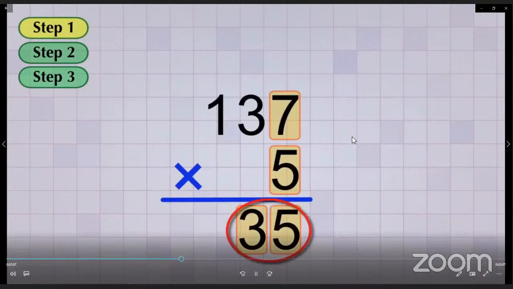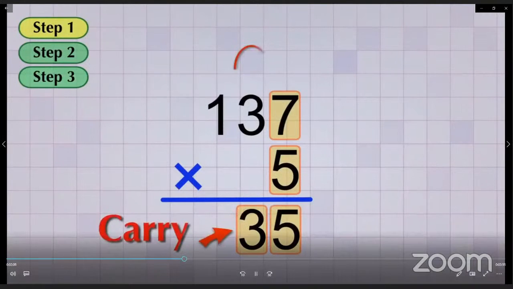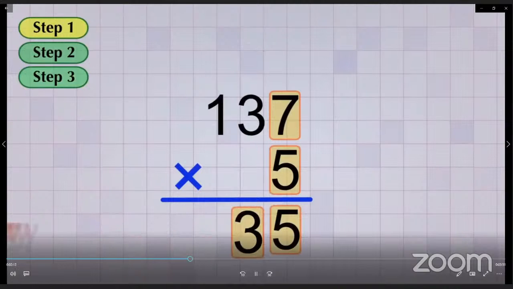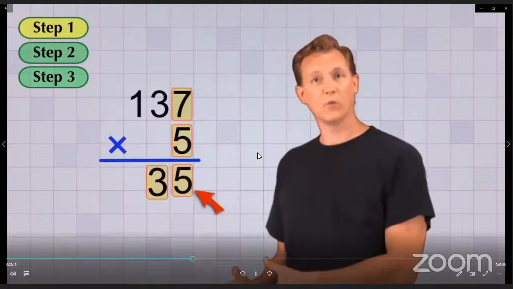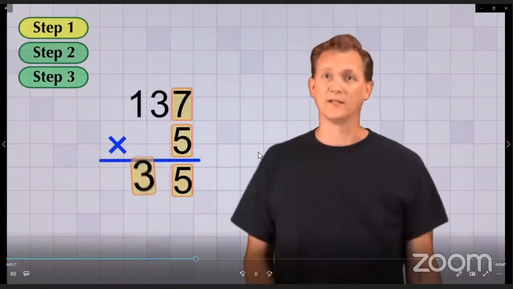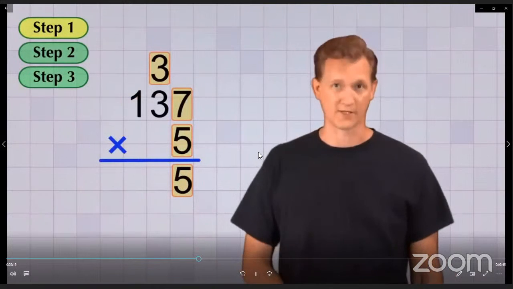When we get a 2-digit answer, we have to carry the first digit to the top of the next column, because it'll be in the way of the next answer digit if you don't. So the 5 stays down here in the ones place of the answer, but the 3 gets carried up to the top of the tens place column.